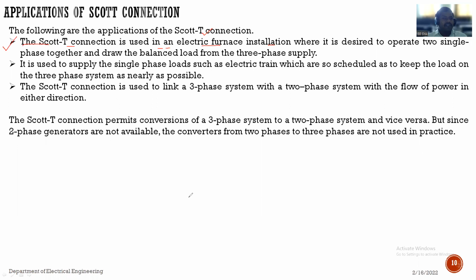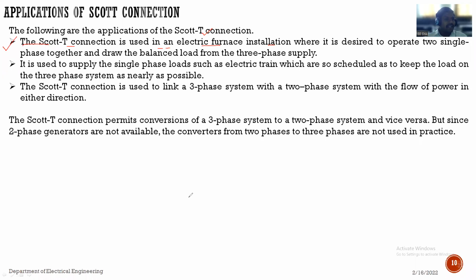This electric furnace is one type of non-linear load, and in the case of non-linear load there is always unbalancing. If it is a non-linear load, unbalancing occurs.